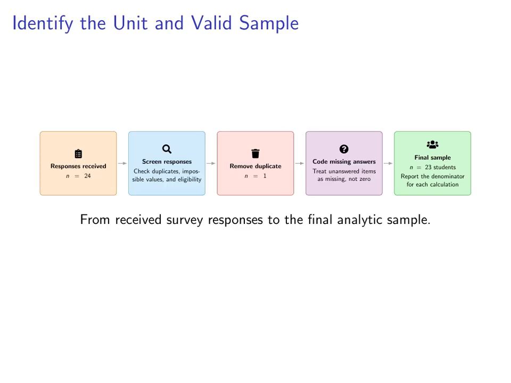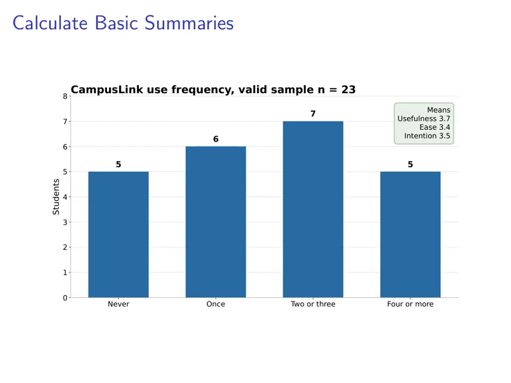A total of 24 responses were received after removing one duplicate submission. The final sample included 23 students. For every calculation, report the denominator used, since missing responses may cause the number of valid observations to vary across questions. Here is a compact summary of the valid Campus Link responses.